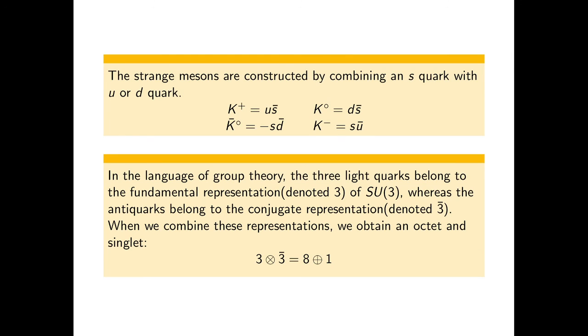Strange mesons are constructed by combining an s quark with either a u or d quark, both the quark and the antiquarks. You can see K plus, K naught, K naught bar, and K minus given there. The 3 light quarks belong to the group SU(3) and are denoted by 3, and the antiquarks belong to the same SU(3) and are denoted by 3 bar. When we combine these representations, we obtain an octet and a singlet. Okay, next slide.